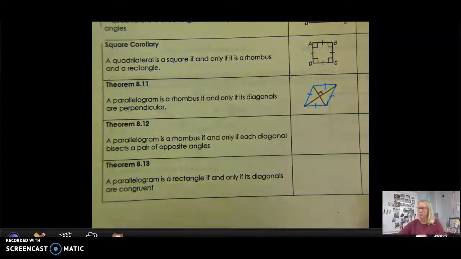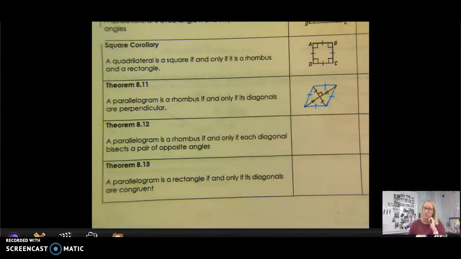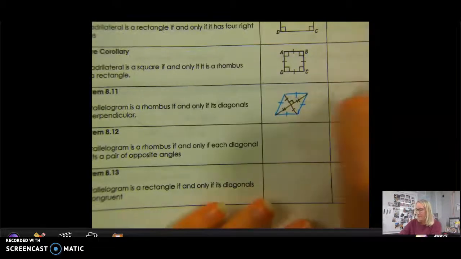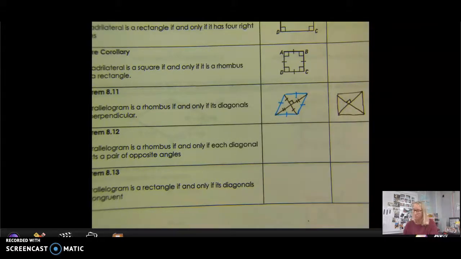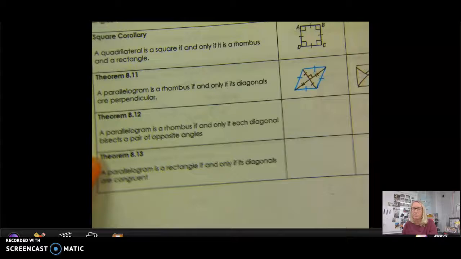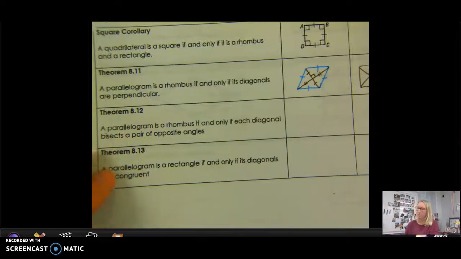By definition of a parallelogram, remember that this is congruent to this and this is congruent to this. So a square is a type of rectangle, or a type of rhombus, right? So that means on a square, if I were to draw a square, its diagonals would intersect at that 90-degree angle also. Okay. Next, a parallelogram is a rhombus if and only if each diagonal bisects a pair of opposite angles.